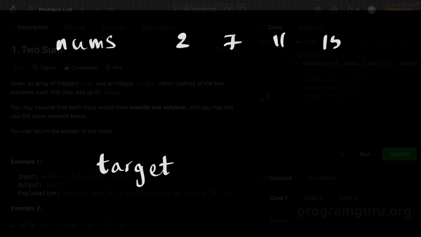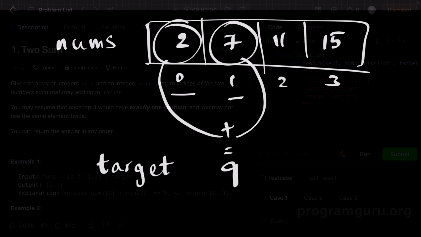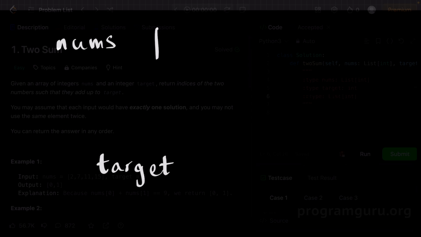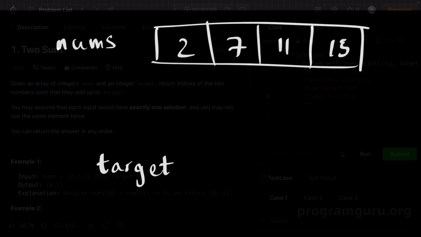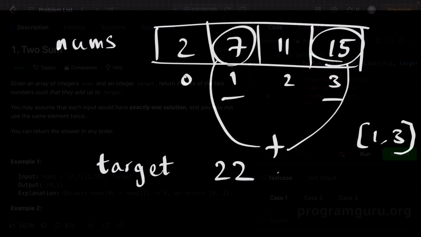For example, if nums is 2, 7, 11, 15, and the target is 9, the solution would be the indices of the numbers 2 and 7, which are 0 and 1. And if nums is 2, 7, 11, 15, and the target is 22, the solution would be the indices of the numbers 7 and 15, which are 1 and 3, because the numbers 7 and 15 add up to target 22.